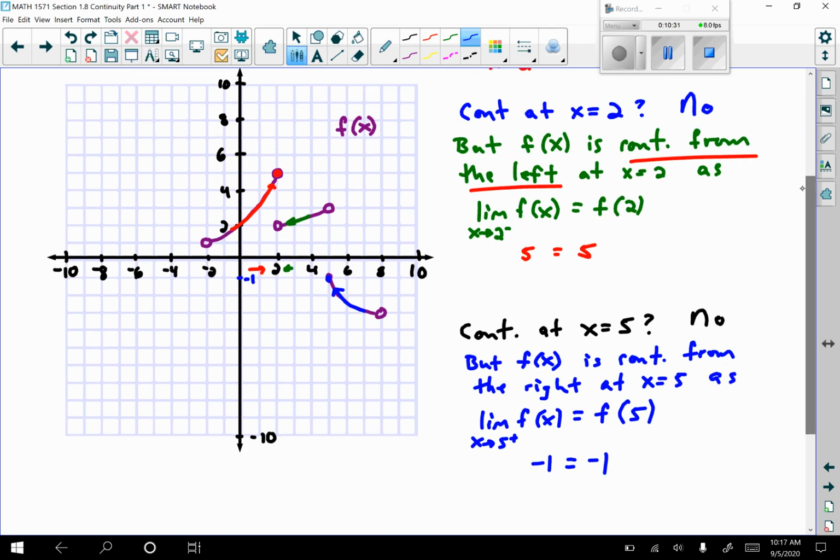So again, we could just be looking at one-sided limits. As long as the one-sided limit exists and it's equal to f of that certain c value, then we could say, but we have to specify, in this case, continuous from the right, not just continuous overall, just from one side.